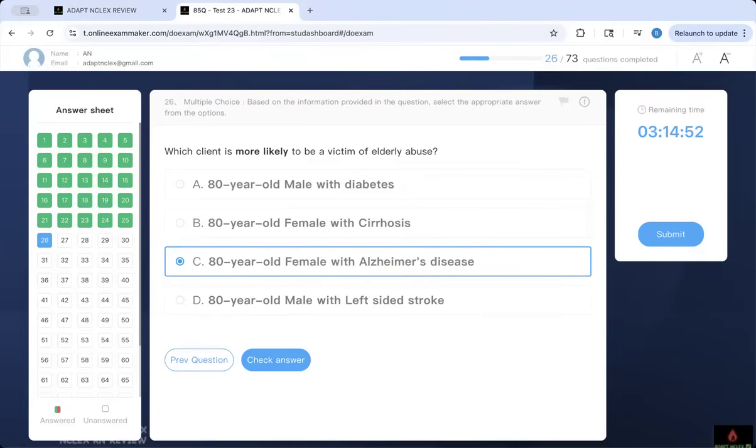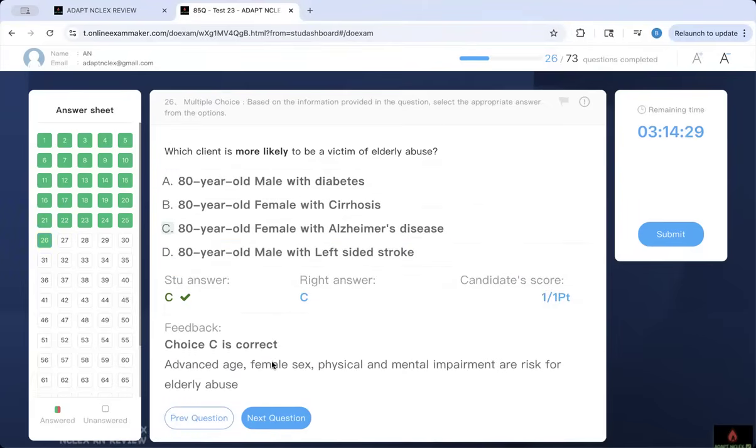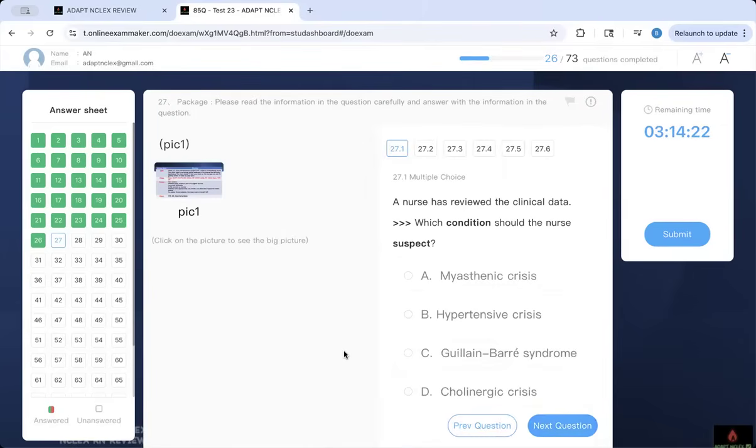What is the key? Write this down. This is a mental health concept you should be familiar with. Old age, they are all 80. It's always a problem. Females are more likely to be abused than males, and so is somebody with a cognitive problem. This is a chronic condition, but a cognitive problem is more likely to cause you to get abused. Therefore, that's the right answer. Female sex, age, and physical and mental impairment are the risk factors for elderly abuse.